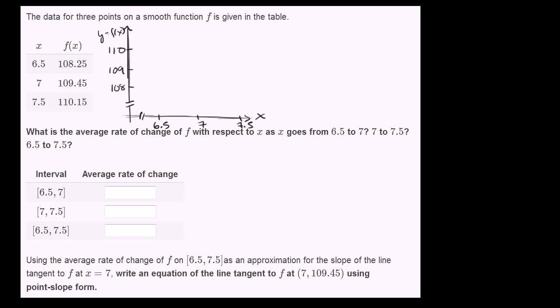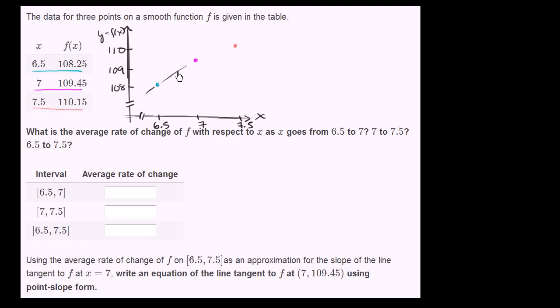And we can plot these points. 6.5, 108.25. That'll put us right over there. 7, 109.45. That puts us right around there. And then 7.5, 110.15 puts us right around here. And these are just 3 points on a smooth function f. So we could visualize what that smooth function f might look like. It might look something like this.